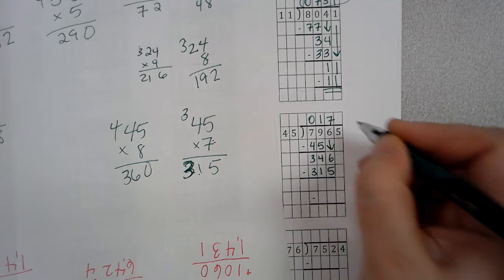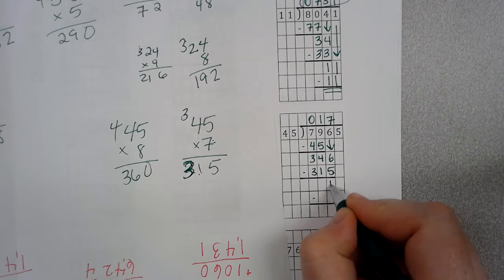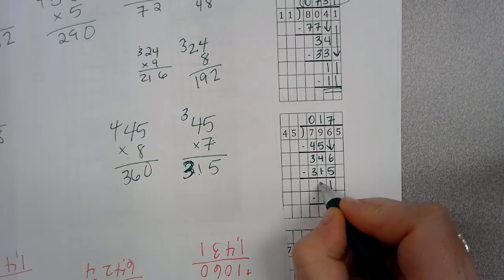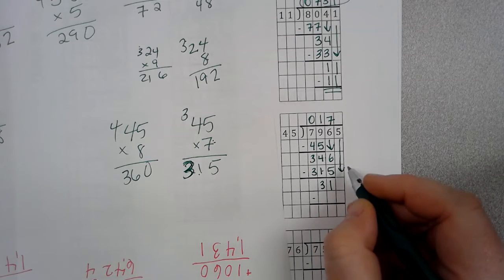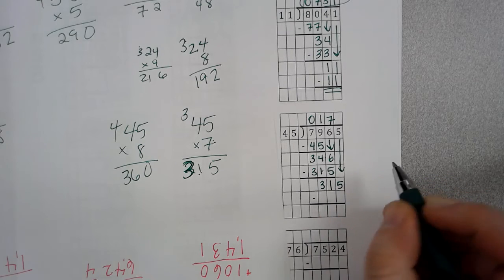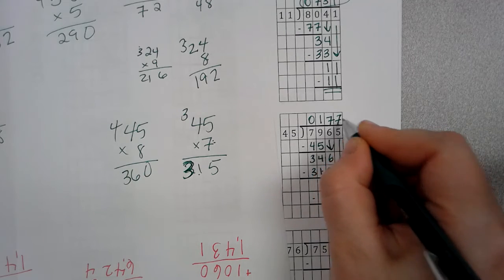Okay, 7 times. So now we're going to subtract. 5 from 6 is 1. 1 from 4 is 3. So then I'm going to drop the 5. And I get 315. And we already know that that's 7.